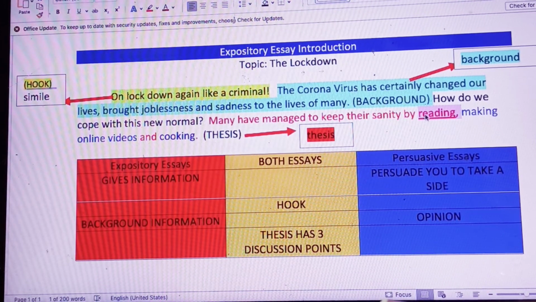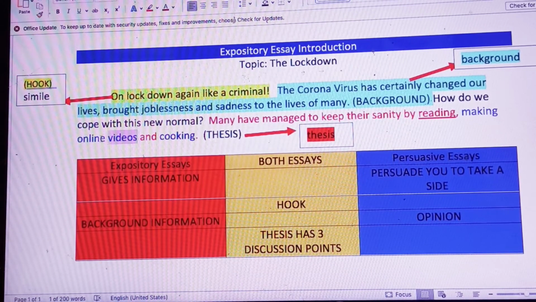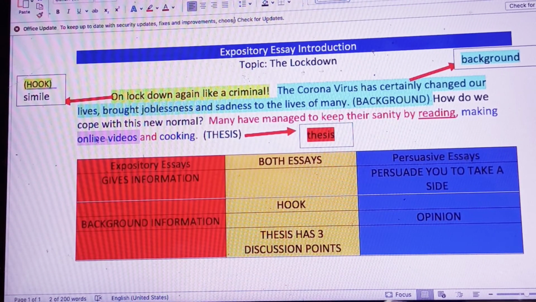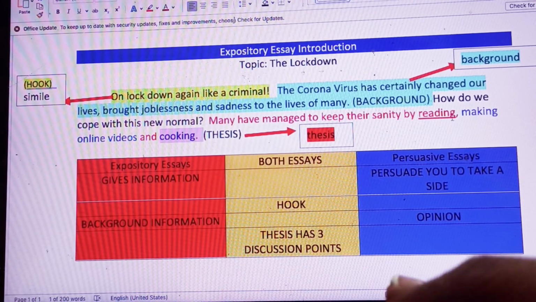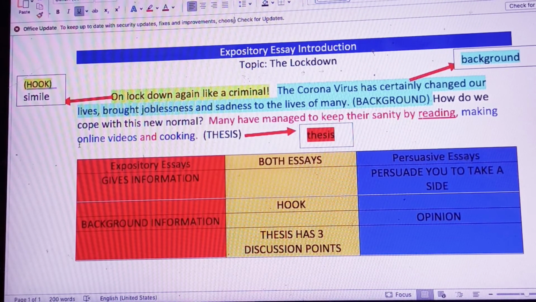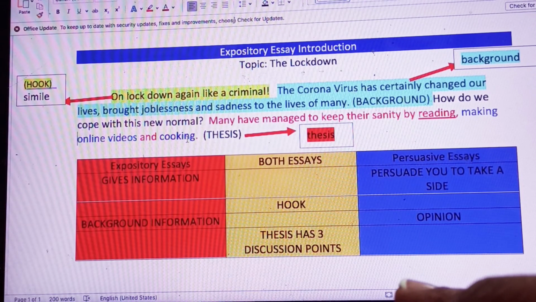That would be body paragraph number 1. Making online videos. That would be body paragraph number 2. And cooking. This will be body paragraph number 3. So each of these points we would be developing into a paragraph of its own.